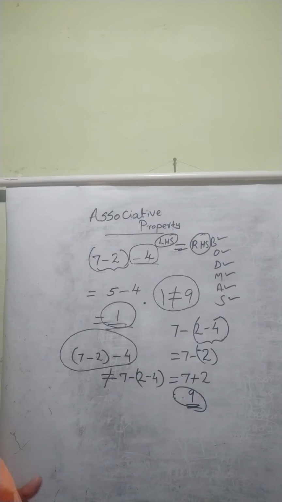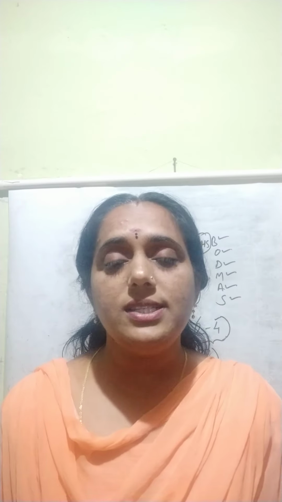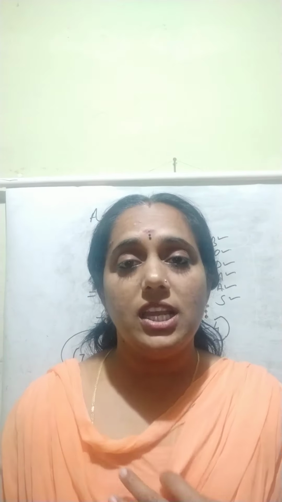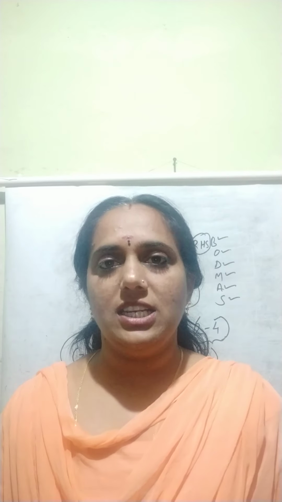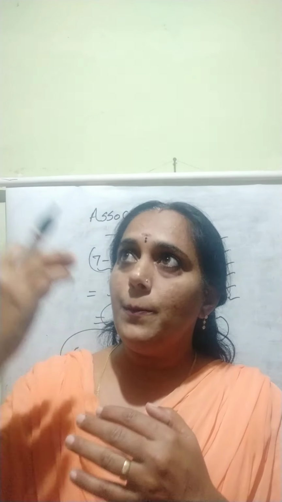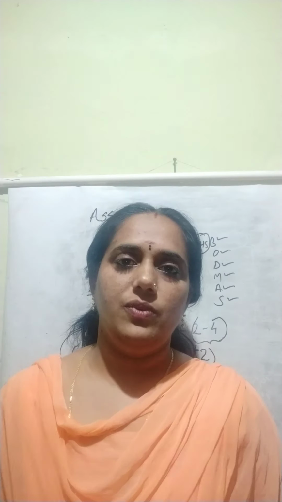Both answers are different. So now we can say the associative property is not satisfied in the case of subtraction. Clear? But addition is satisfied. We can add in any way. But for subtraction, which number we have to take away, we have to do in the order itself. Then only will it be the same.